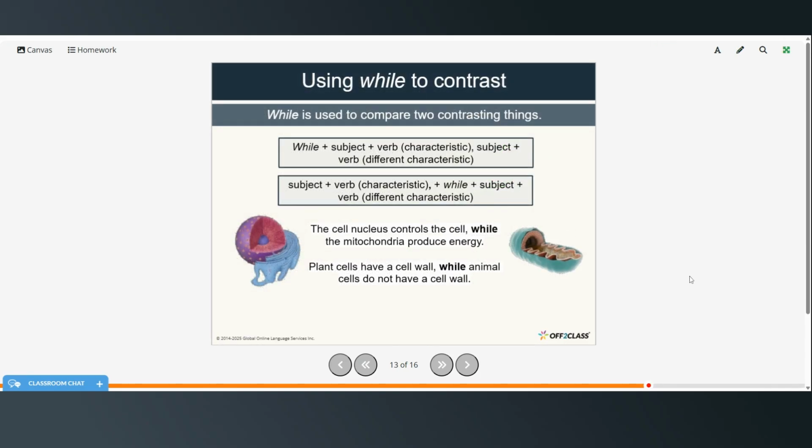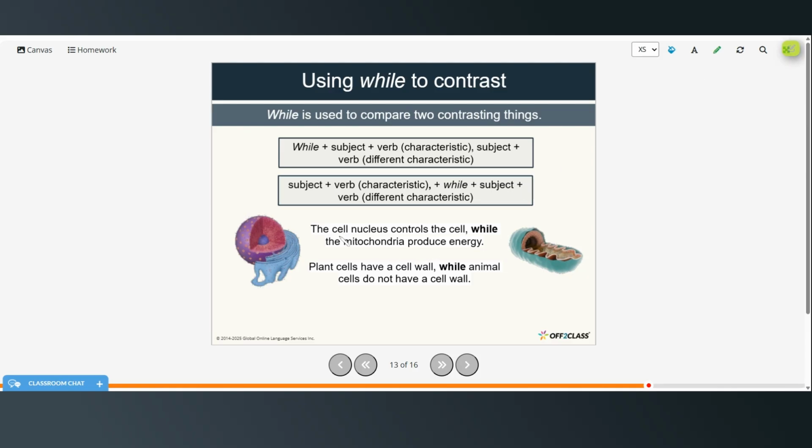All right, now we're going to learn to use the word while to show contrast. So the sentence structure here is while plus the subject plus the verb or characteristic, plus subject plus verb, different characteristic. Or you can put the while in the middle. It doesn't always have to go at the beginning. So here are some examples. The cell nucleus controls the cell while the mitochondria produce energy.